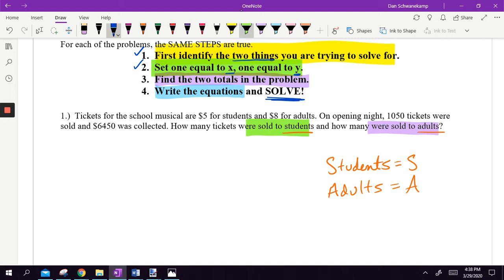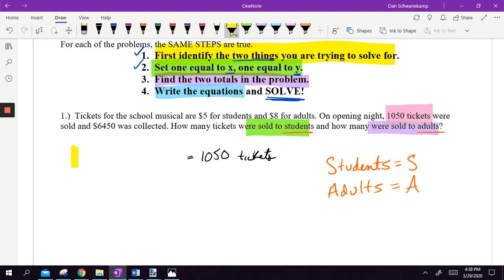Next thing we're going to do is find the 2 totals in this problem. So as I read through it, looking for some totals. On opening night, 1,050 tickets were sold. That was a total number of tickets. All right, so let's do this. Equals 1,050 tickets. This equation right here. No, I can't spell tickets. That's not a hard word. I shouldn't struggle with that. 1,050 tickets is what I'm trying to do.